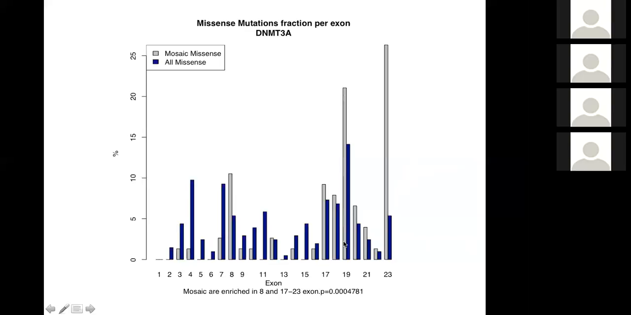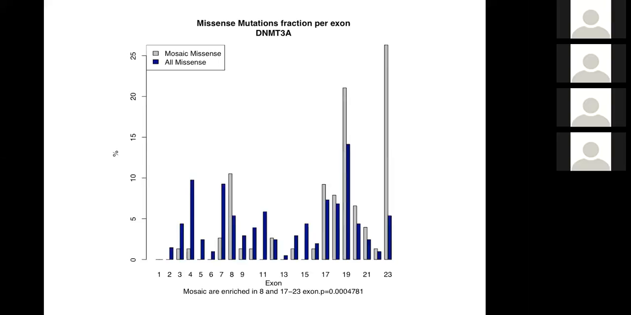The same is actually true. If you had a chance to look at the preprint of the paper, there are figures showing that each of those genes is very specifically affected by the mosaic mutations.